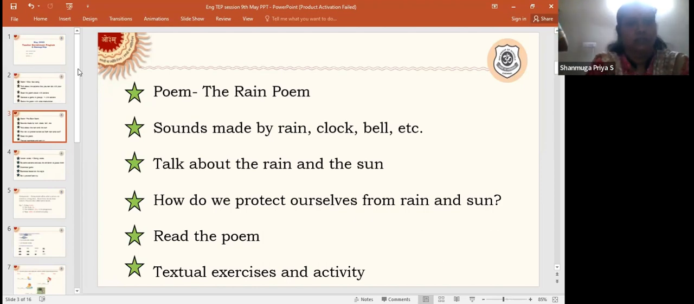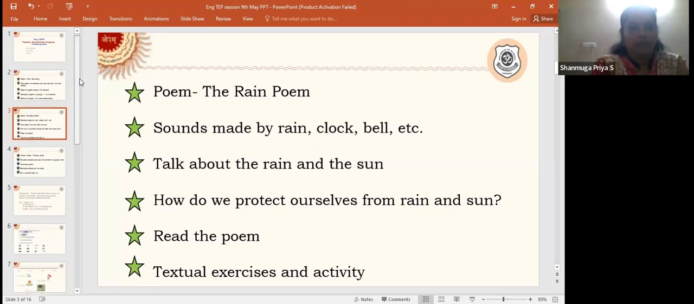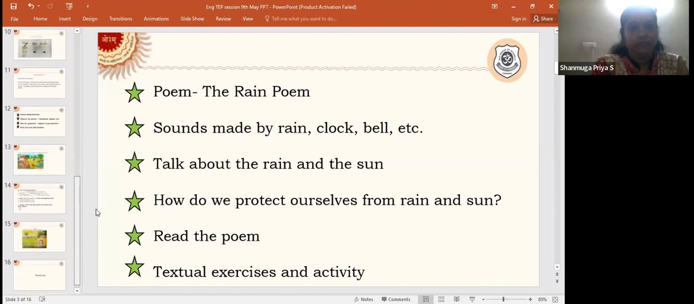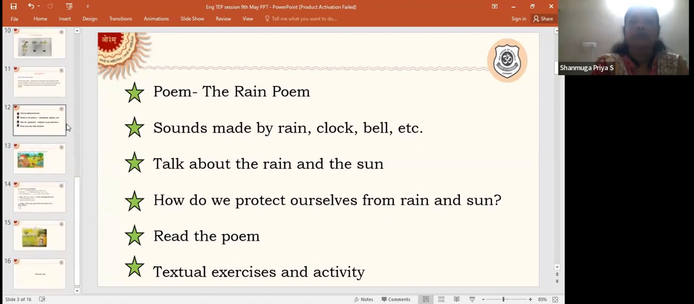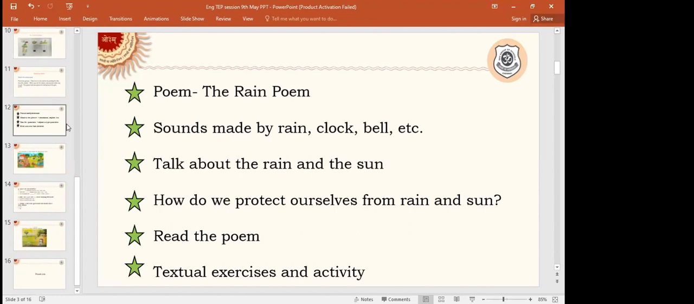So that's this poem, and we'll be doing some classwork exercises on what all we have discussed, the question answers and such things. And then now we'll move on to the picture comprehension. What do you mean by picture comprehension? Before I share the slide, can anyone tell me what you mean by picture comprehension?